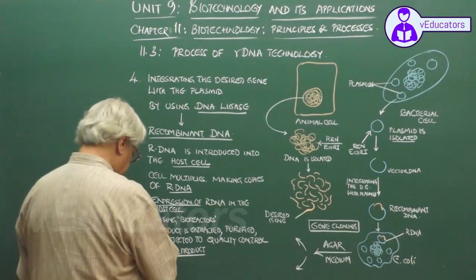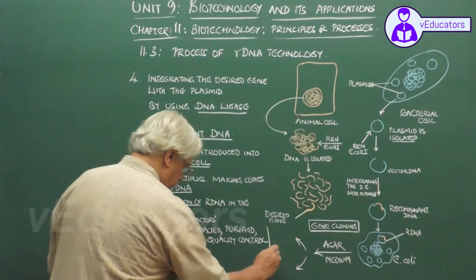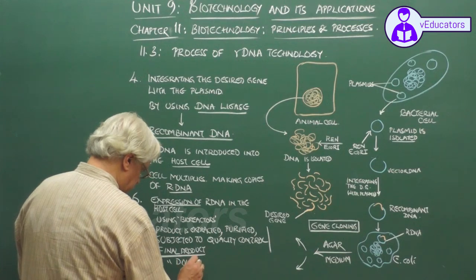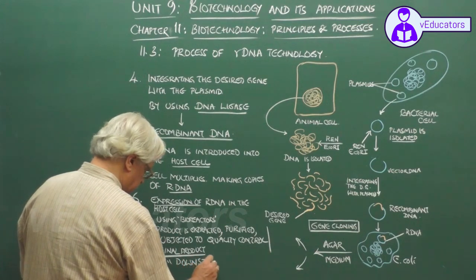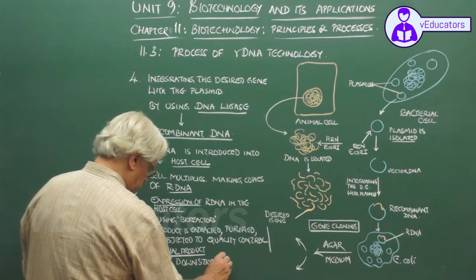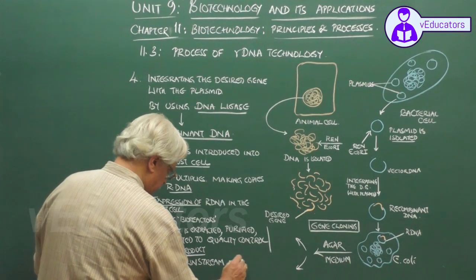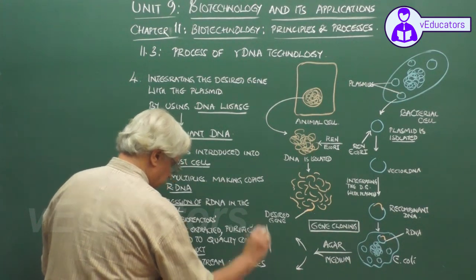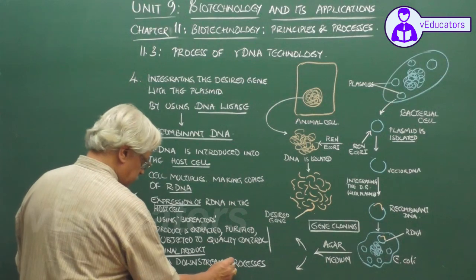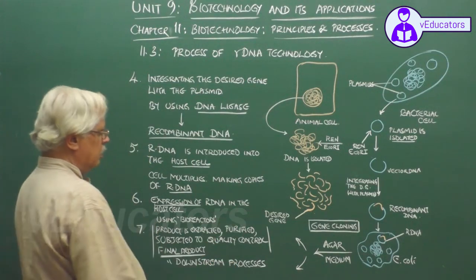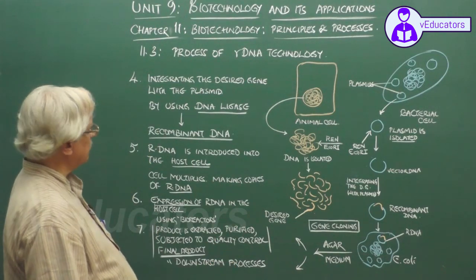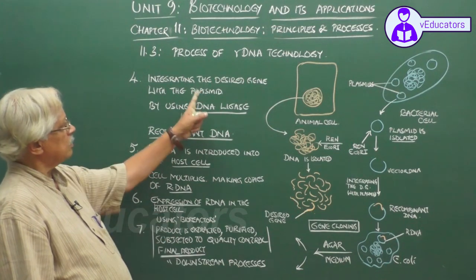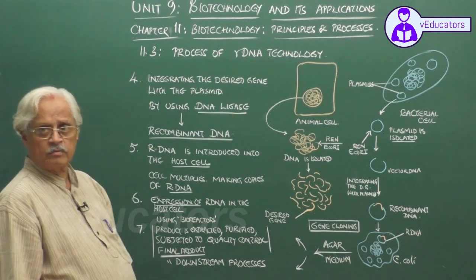So all these processes are collectively known as downstream processes. So this is ultimately the technique used in recombinant DNA technology.